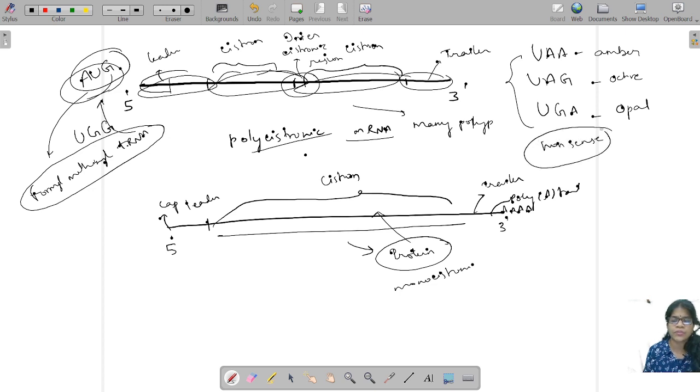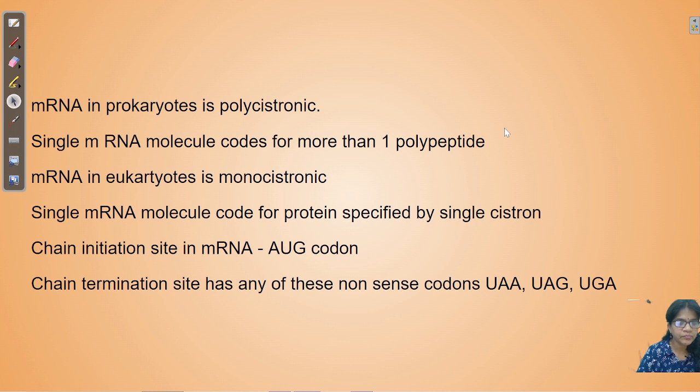These nonsense codons, either of them, need not be all three at the same position. Some mRNAs would have one as their termination part, some mRNAs would have another. If the release factor recognizes this particular site in mRNA, then it stops the attachment of tRNA to the ribosome, and hence the translation is completely stopped, and you will get your polypeptide chain completely after the translation, right? So this is how, in brief, the arrangement of mRNA would be in both eukaryotes and prokaryotes. So the chain termination site has any of these nonsense codons like UAA, UAG and UGA. So next, let's go to the next slide.